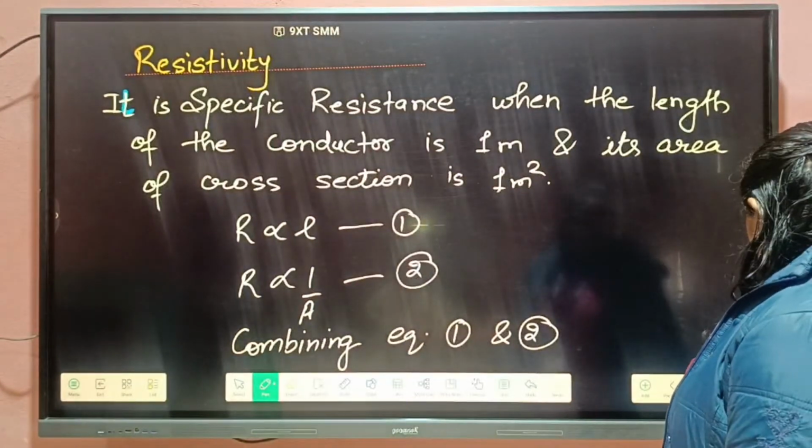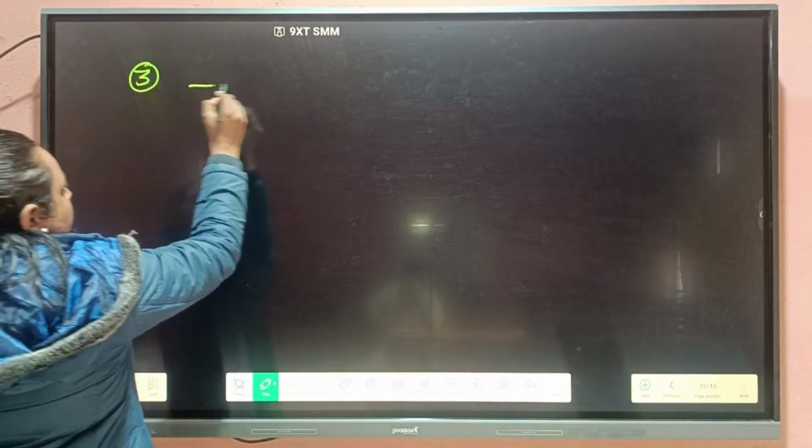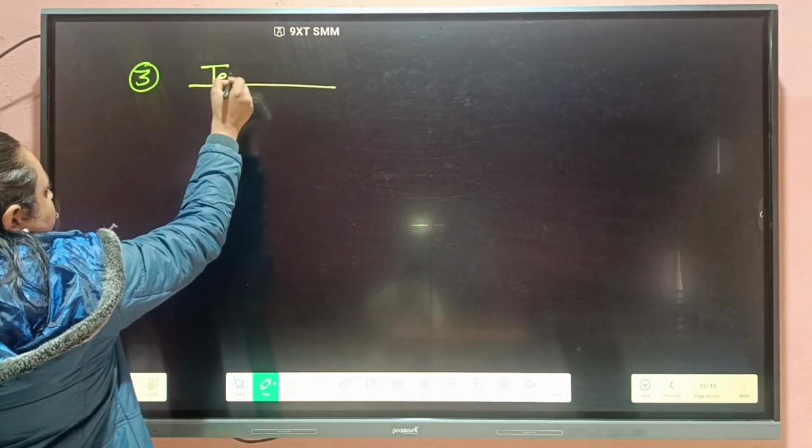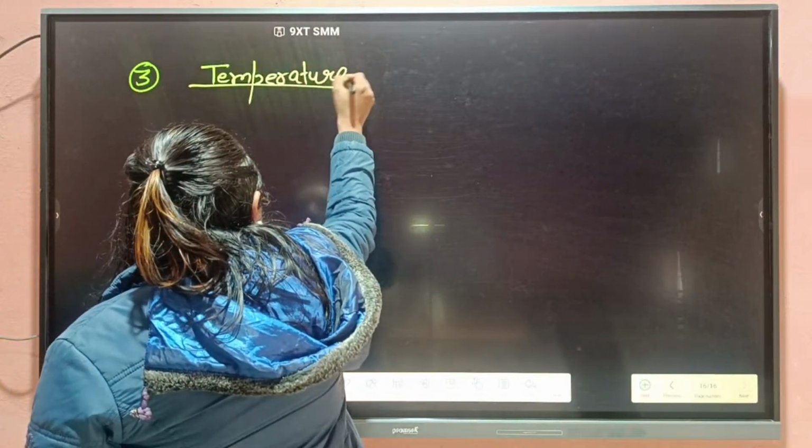Ohm meter. It is resistivity. Next, now we are talking about the different factors on which resistance depends. Resistance depends on the length, second, the area of cross section, and the third factor on which the resistance of a conductor depends is temperature.